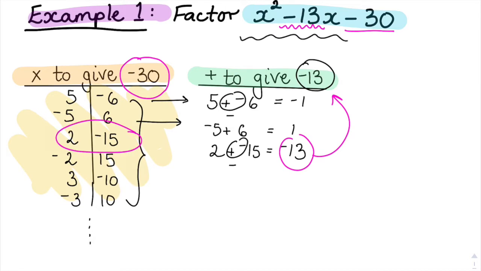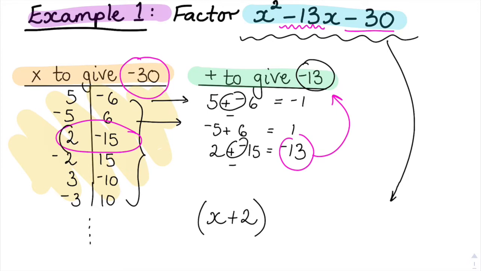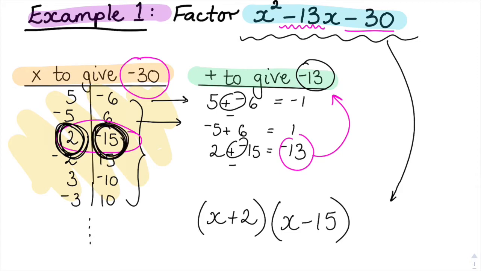So let's rewrite this expression down here. We're going to have x plus 2, positive 2 comes from here, and x minus 15. We're pulling the negative 15 from the other factor. And there we have it, our first problem complete.